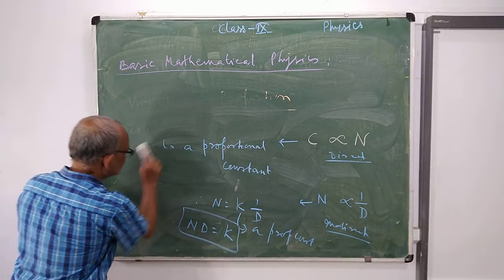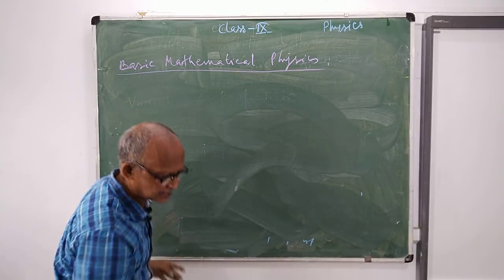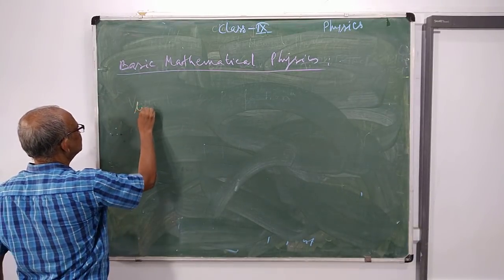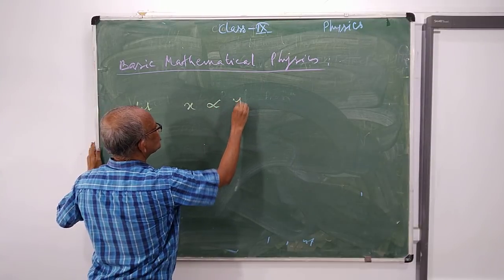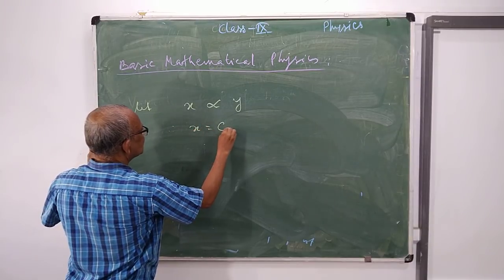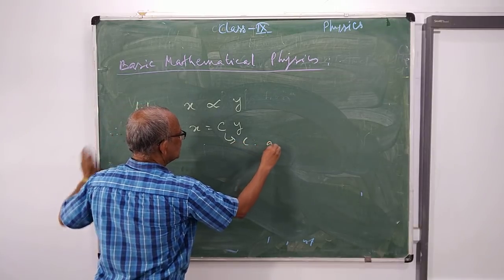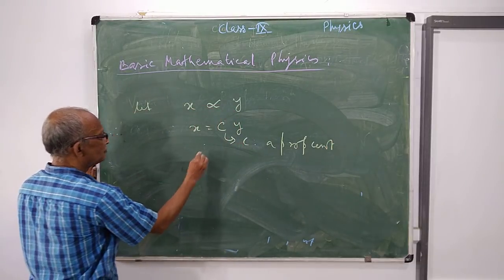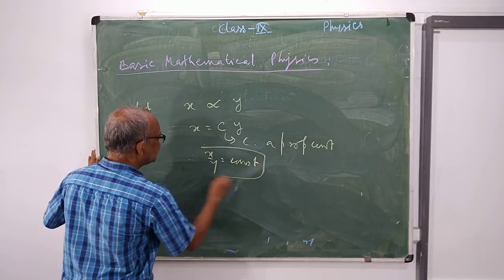Okay, so I am generalizing this. Let x be directly proportional to y. Therefore, x equals a proportional constant C into y, where C is a proportional constant. Therefore, x by y equals a constant.